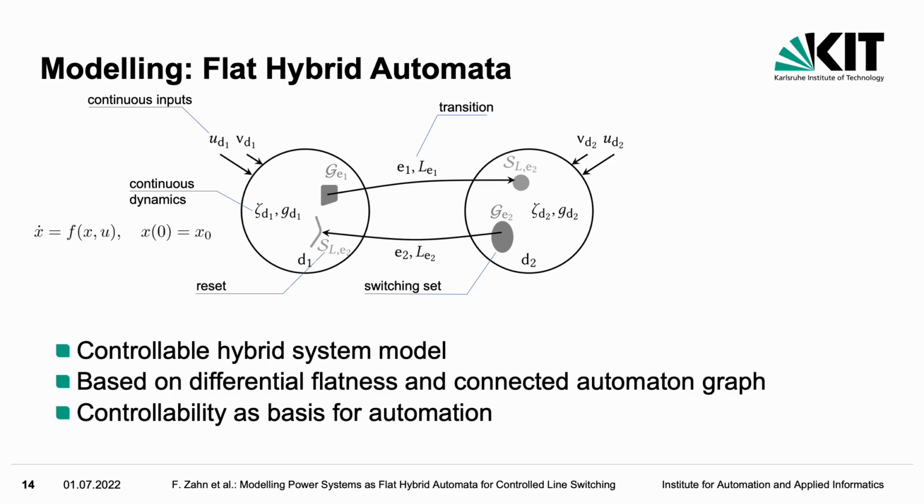Flat hybrid automata have the particularity that the continuous dynamics are differentially flat, which we will discuss on the next slide, and that the automaton graph is fully connected. This, together with some other assumptions, leads to a completely controllable model.